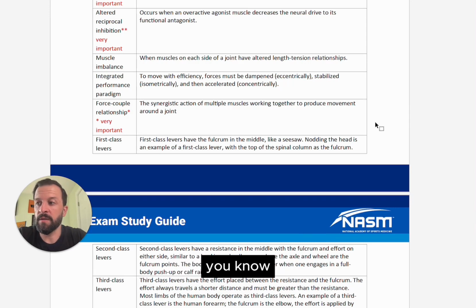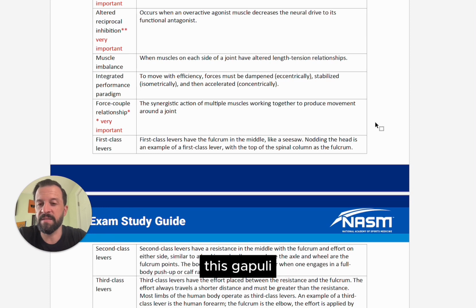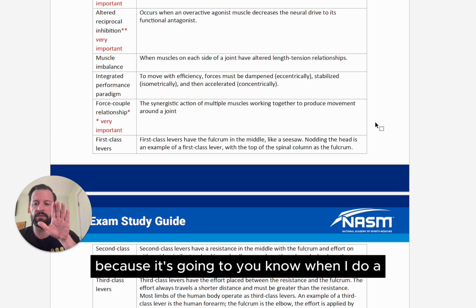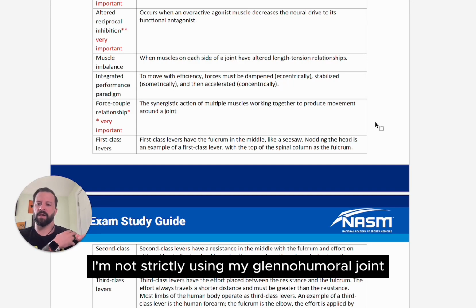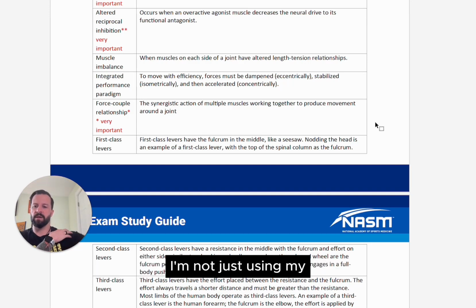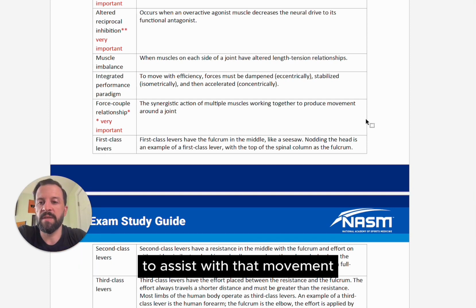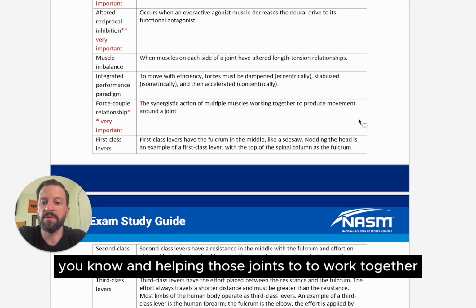And that's where some of the complexities come into play, especially, as we talked about earlier, with the scapulae. When I do an overhead press, or a pull down or a pull up, I'm not strictly using my glenohumeral joint, that ball and socket joint. My scapula is gliding upwardly and downwardly to assist with that movement. So there has to be a proper synergistic action of those muscles, helping those joints work together.